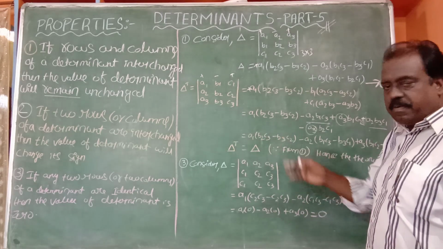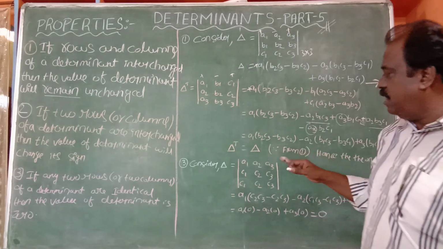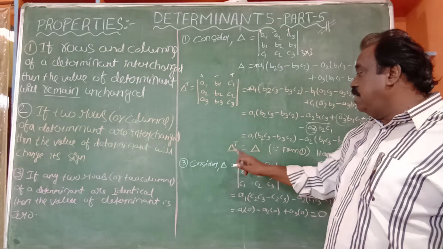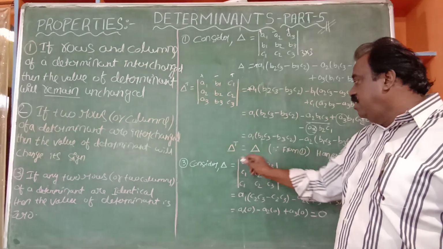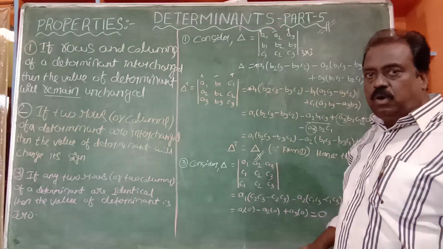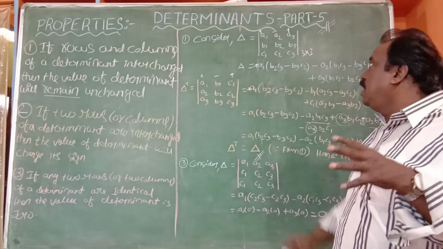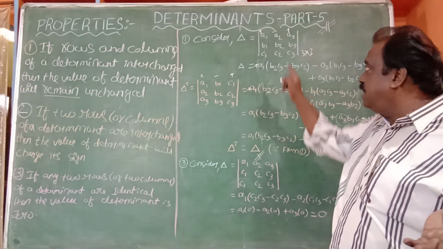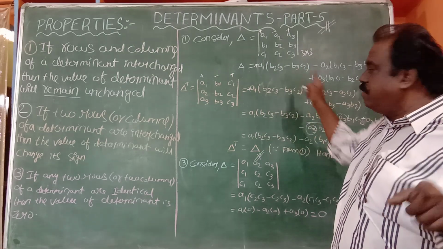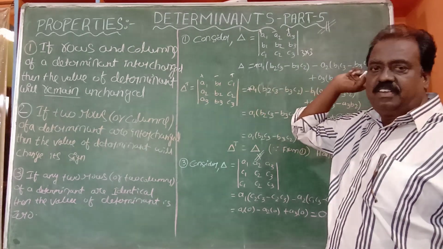So delta power T means the transpose of the determinant, after rows and columns are interchanged. That is the meaning. They are both the same. So even though the rows and columns are interchanged in the determinant, we get the same value. So that is statement 1.